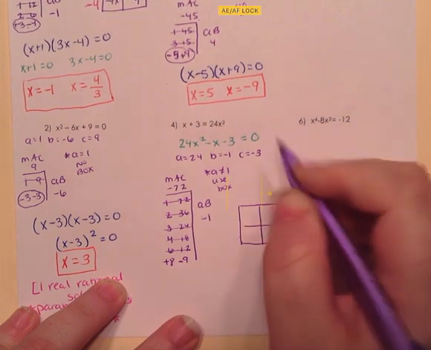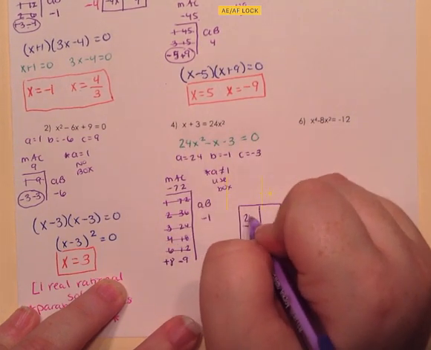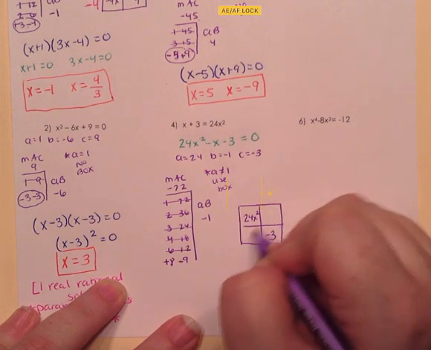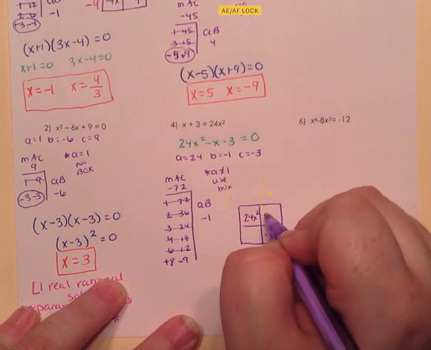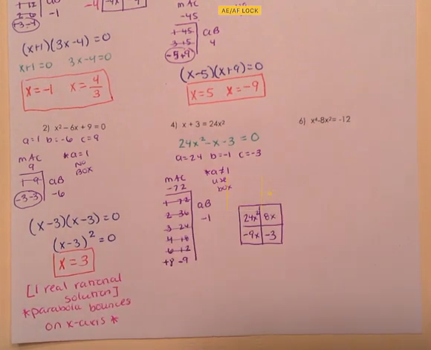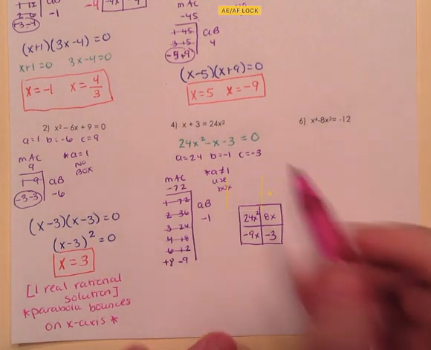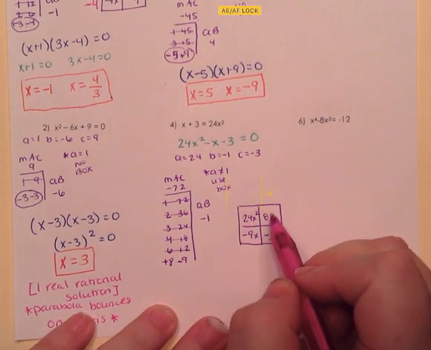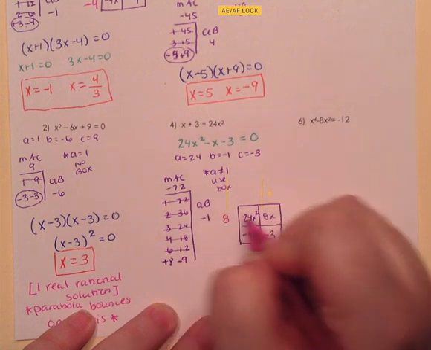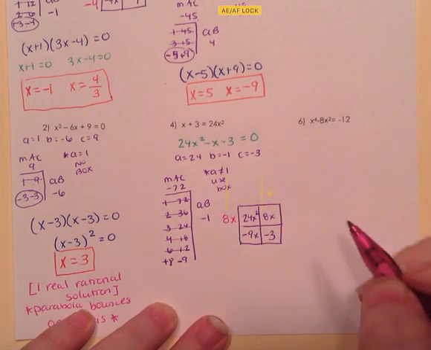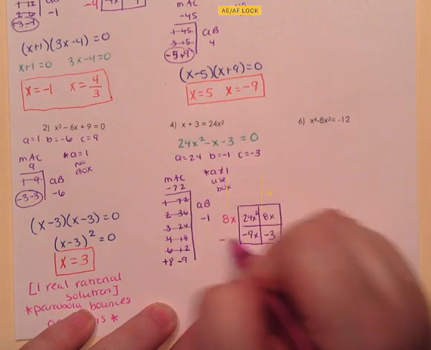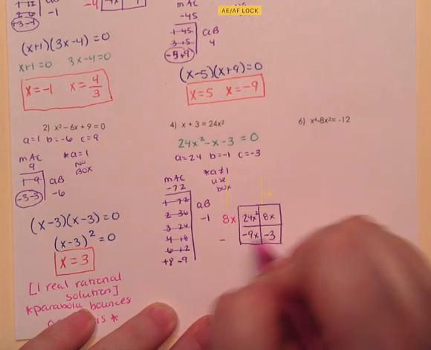So inside the first box, we put our 24x squared. In our last box, we put the negative 3. And in the corners, we have our positive 8x and our negative 9x. GCFs for the first row of 24 and 8, smallest number is 8. 24 can be divided by 8, so 8x. The second row, that first term is negative, so I know it's going to have a negative. And between 9 and 3 is 3.